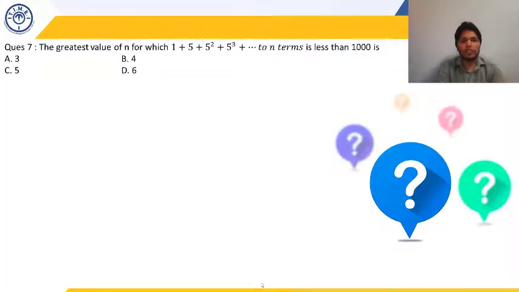Let's move on to the next question, which is this. Just take 30-40 seconds to read the question and get an idea of what has to be done in the question.